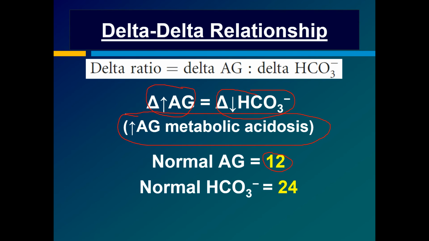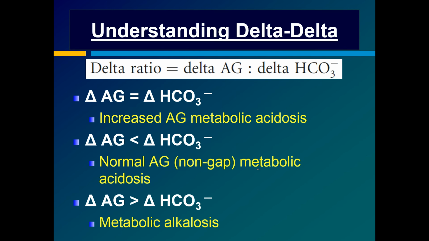Now, as much as this looks like a smiley face, it's not. Now again, normal anion gap is 12, and don't forget that your normal serum bicarbonate is 24. And you have to keep these normal values, you have to be aware of the normal values so that you can understand the changes that occur. So let's look at a couple scenarios. As we just mentioned, if the change in your anion gap equals the change in your serum bicarbonate, then that's consistent with an increased anion gap metabolic acidosis.